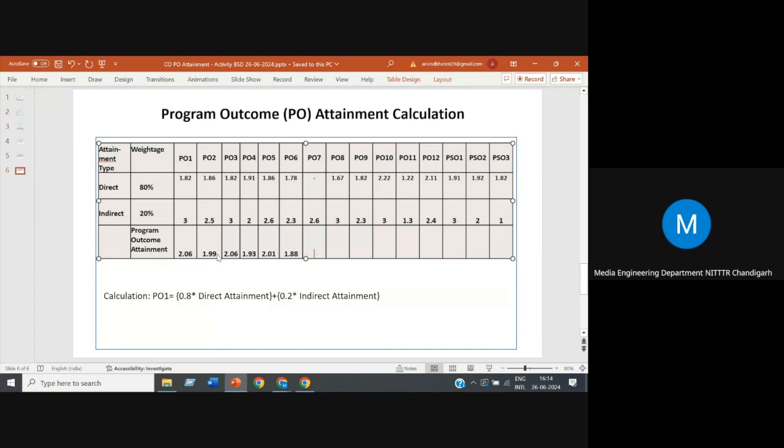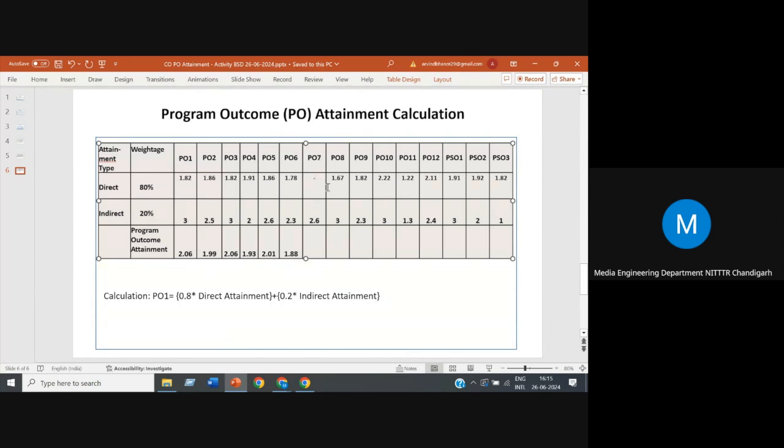Actually, now if you see here, there is no value from the direct component, right? There is value only from the indirect component. So we are calculating this final table, right? For the graduating batch, there should not be this type of scenario that we are not having any value from one particular component. There should be sufficient planning so that we have PO attainment from direct as well as indirect methods, right? So this kind of scenario is not recommended.